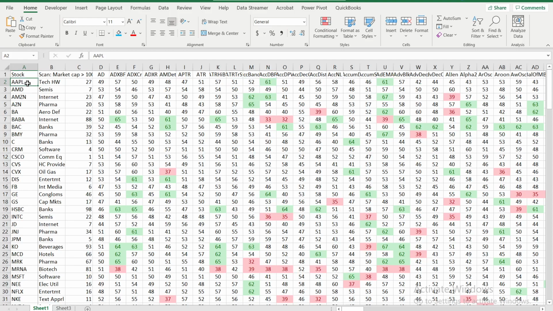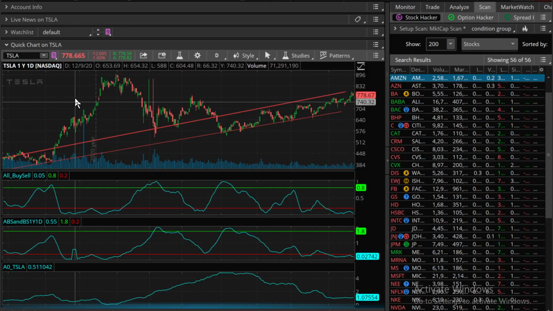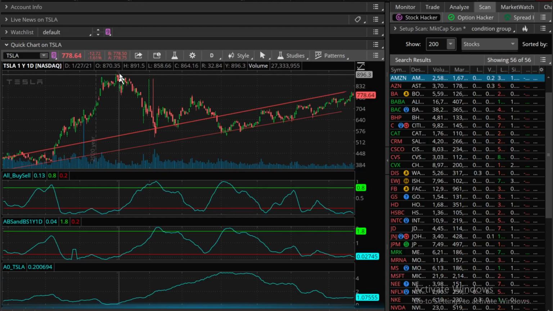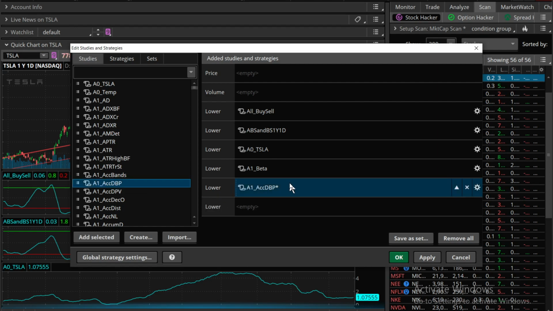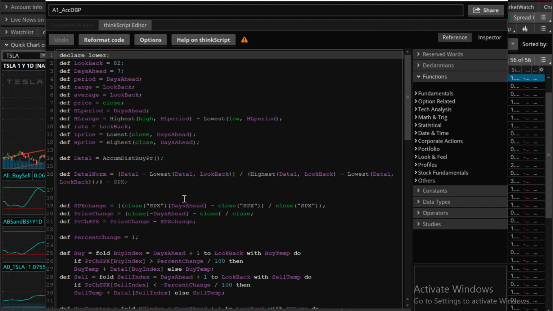So let's say for Apple, let me see what that is. Accelerated DBP. Let's see. Cumulative distribution buying power, I'm assuming that's what that is. Let's take a look.